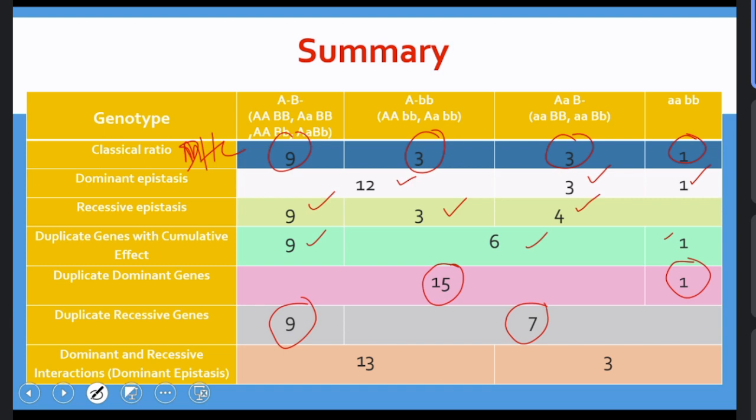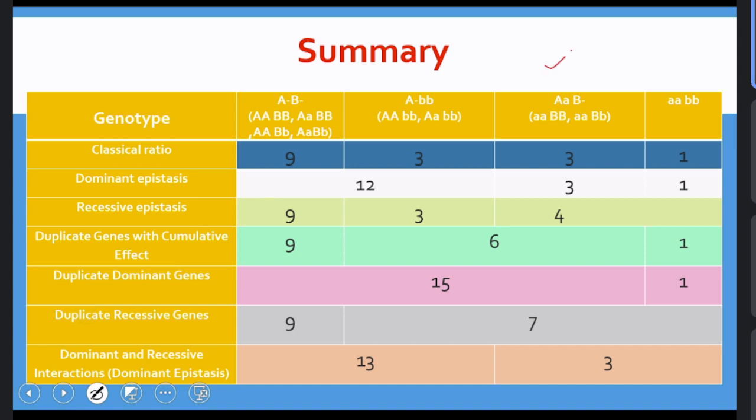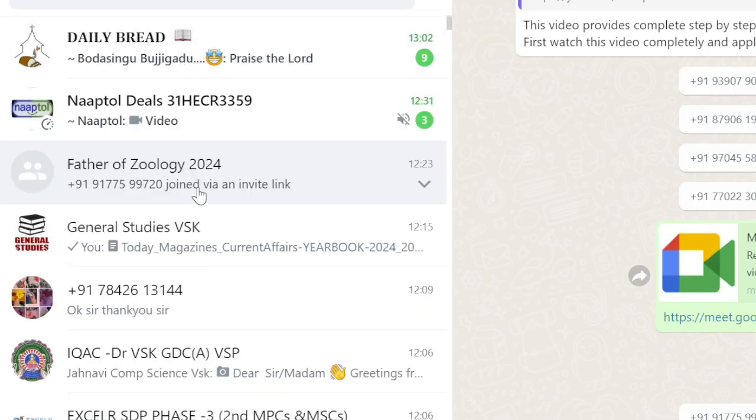And for the another type of interaction, that is dominant epistasis, the same one, here it is again 13:3. And supplementary genes we already have seen. I did not mention here. You can write it down. Recessive epistasis by supplementary genes, the same ratio 9:3:4. I will share this entire summary, you can go through it.